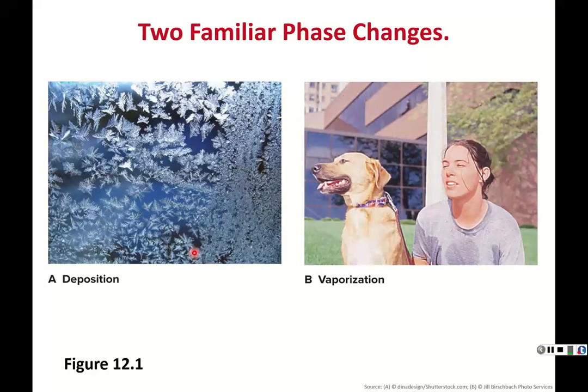Right, so if you think about two familiar phase changes, this figure is shown in the book. One is deposition, where you have water vapor in the air. When it's so cold, it will just deposit ice crystals on, like, a window. Okay, so that's deposition. It's not going through the liquid phase first. It's going straight from the vapor phase in the air to the solid. And vaporization is something like when you're sweating, when it's hot out doing a workout or something, that sweat evaporating into the vapor phase is what's cooling you down.